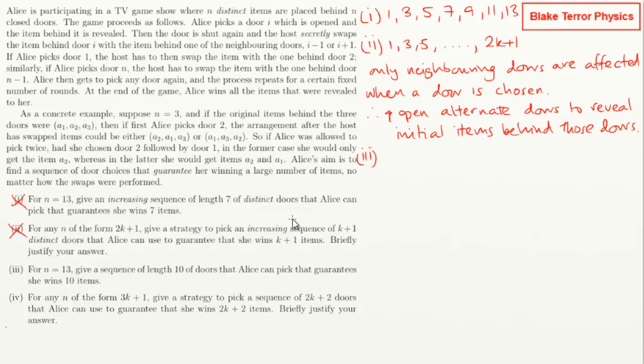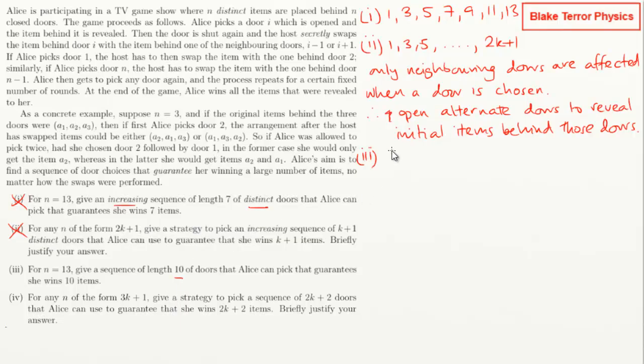Part 3: for N is 13, give a sequence of length 10 of doors that Alice can pick that guarantees she wins 10 items. It's not an increasing sequence this time, and it's not distinct doors. So they've removed increasing and distinct from what we had in the previous one, and now we can get up to 10 on this. So how does that work?